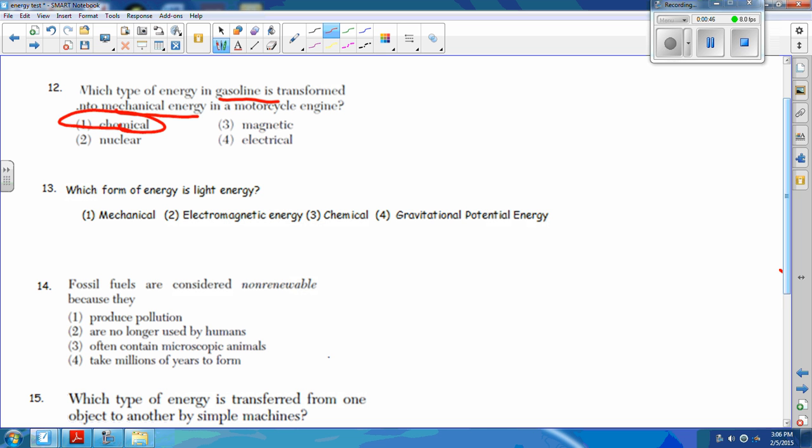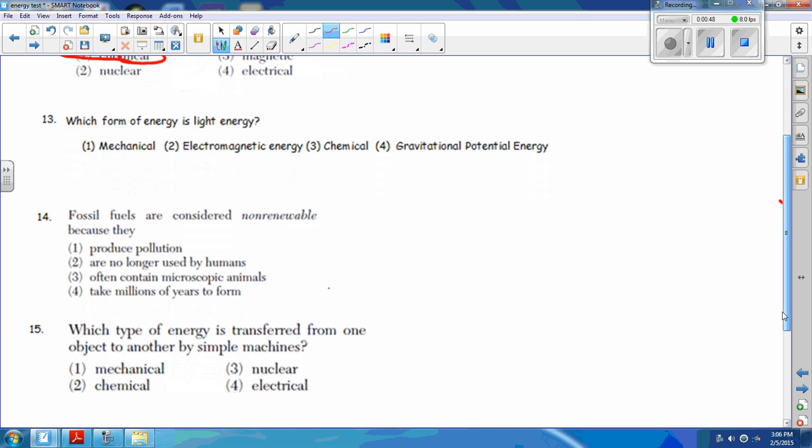Which form of energy is light? This is just something that you had to memorize from your notes. There are 4 names for light: solar, radiant, electromagnetic, and light. Radiant and electromagnetic. Our choice is number 2.